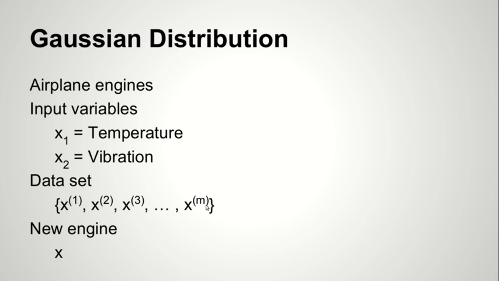And after we have observed a lot of different engines, we want to know if a brand new engine is good to go, or if there is probably something wrong with it. So every new example, the new engine, can be called X.